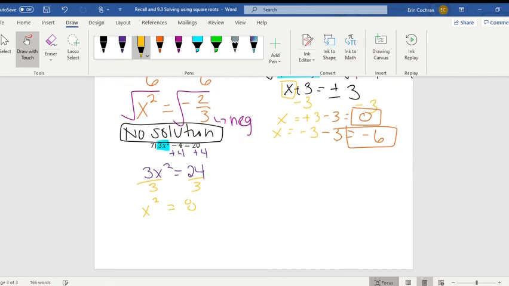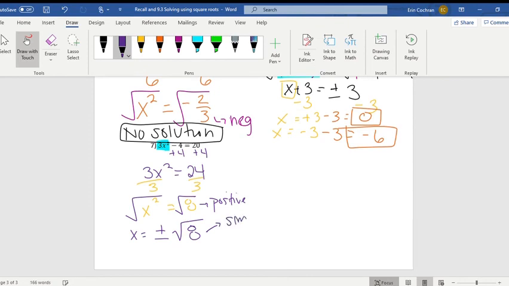Good. And then how do I get rid of a square? I take the square root. And 8 is positive, so I'm going to have how many answers? 2. So x equals plus or minus. Now, what is the square root of 8? We don't know. Okay. So in this case, right now, we have plus or minus the square root of 8. But here, we can simplify this, okay, to get an exact answer. So do we know how to simplify the square root of 8? Yes, we do. That's what we learned in 9.1.